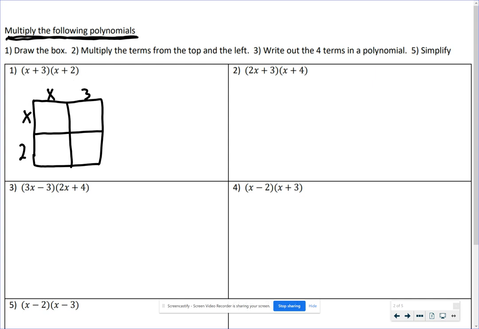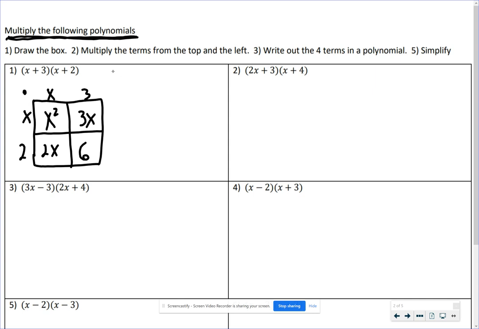And now I'm going to multiply. So we're going to do x times x and create x squared. We're going to do x times 3 and get 3x. Over here, we're going to do the x that's here times the 2 that's here. That's 2x. And in the last box, we're going to do 2 times 3. We're in the column that has a 3 at the top and a 2 at the side, so 2 times 3 is 6.